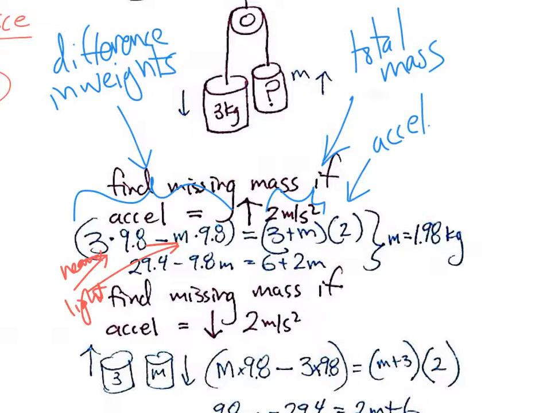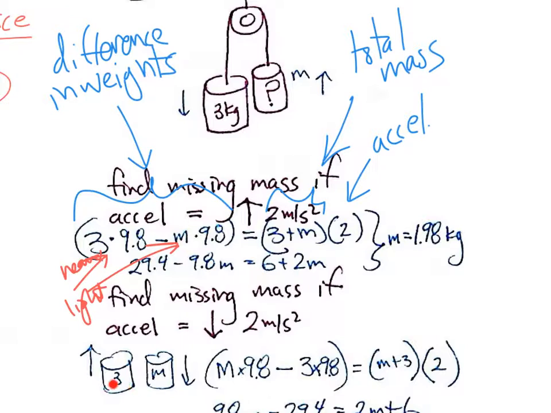Okay, so basically doing some algebra here, multiply, and what did I do? I added 9.8 m, subtracted 6, divided, and we get 1.98 kilograms. So that number kind of makes sense. If this one has less mass, it's going to accelerate upward, and this one would accelerate downward. And so same exact situation, only the information we're given is that the acceleration of this mass is downward at 2 meters per second squared, meaning in the second part, m is going to be greater than 3.